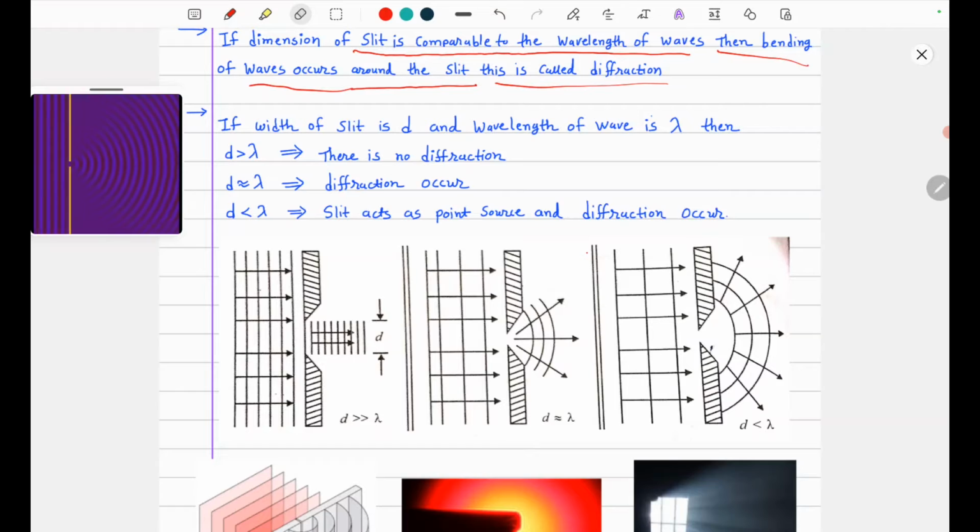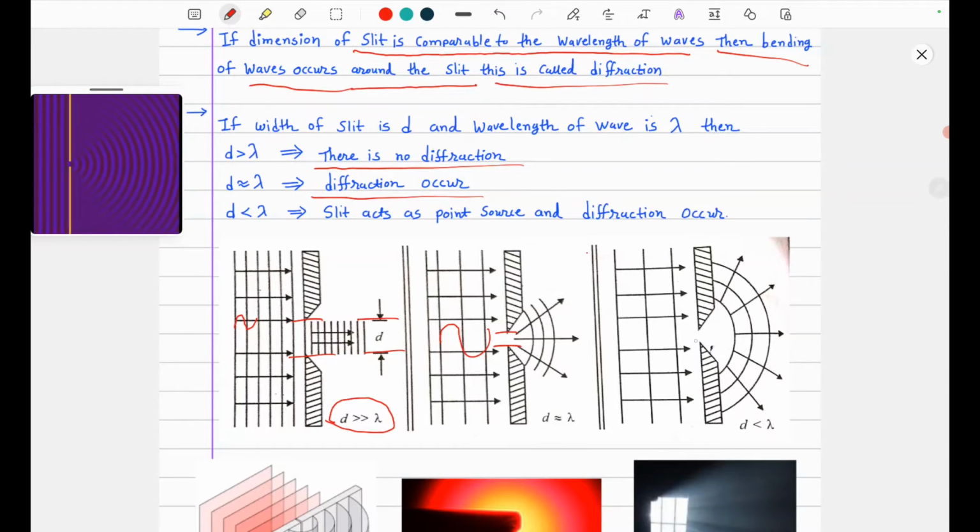Now we will understand these three images. So when the opening is large as compared to the wavelength, then waves do not bend around the edges. So here the width of the slit is d and the wavelength of the wave is lambda. So when d is greater than lambda, then no diffraction occurs, right? But when the opening is small, that is comparable to the wavelength of waves, then diffraction will occur, and it is noticeable, right?